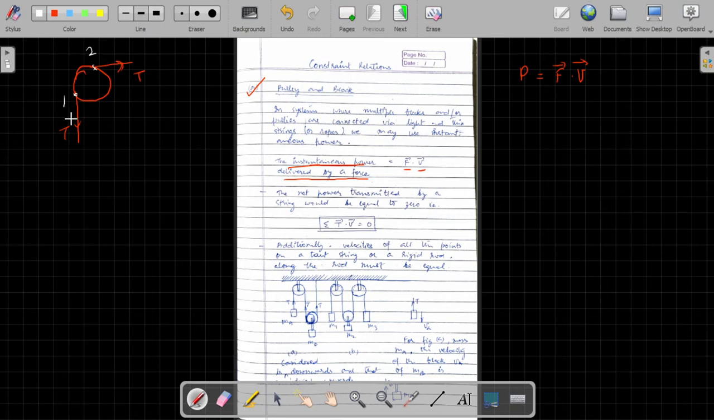The points at which the tension is acting, or the points at which the force is acting, are the points which we consider, and we'll think about what the velocities of those points are. So these are the things which are used to calculate the instantaneous power. That is what we meant by saying that the instantaneous power is equal to the dot product of force and velocity.